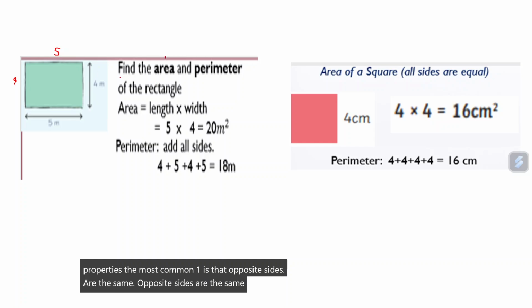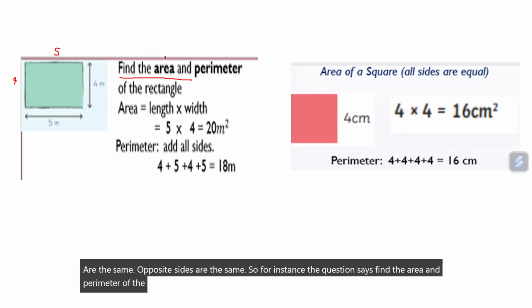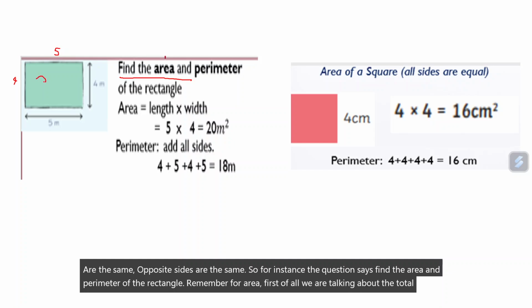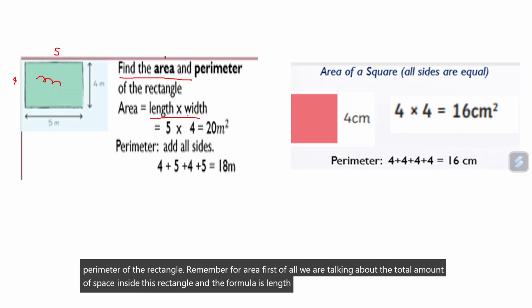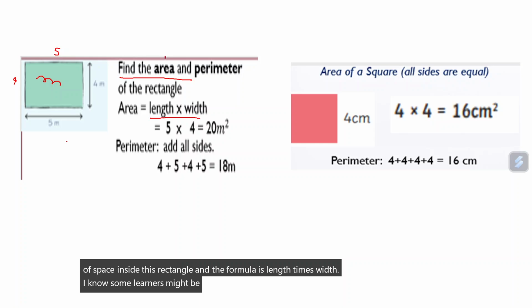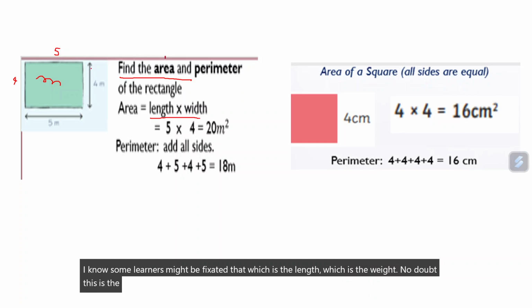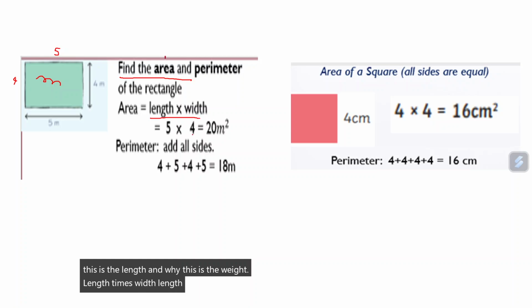So for instance, the question says find the area and perimeter of the rectangle. Remember, for area, we are talking about the total amount of space inside this rectangle, and the formula is length times width. I know some learners might be fixated on which is the length and which is the width. Note that this is the length and this is the width. Length times width, which is 5 by 4.